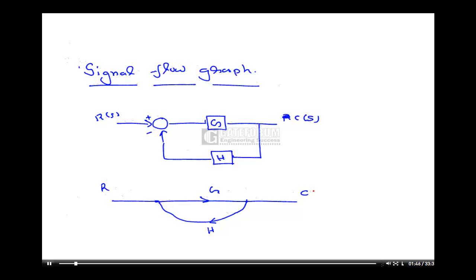It can also be defined as a graphical means of portraying the input-output relationship between the variables of a set of linear algebraic equations. That's right.